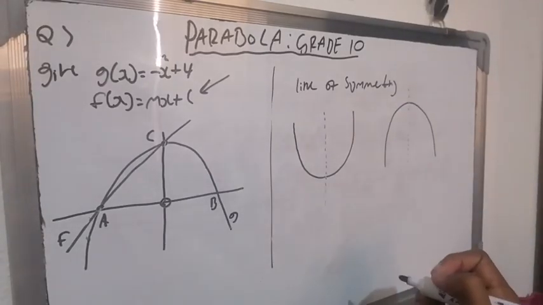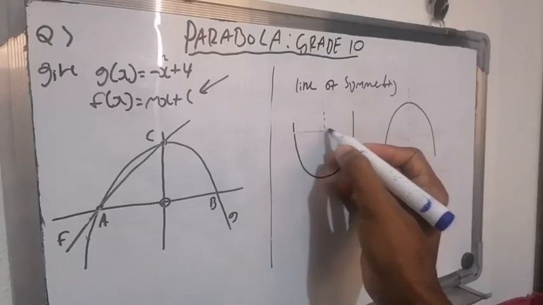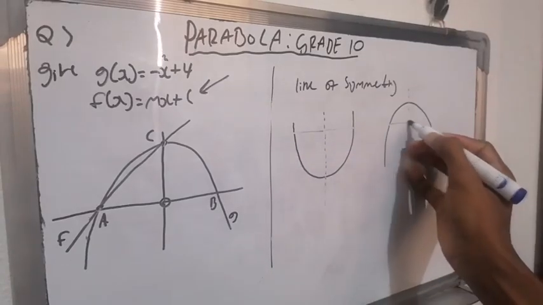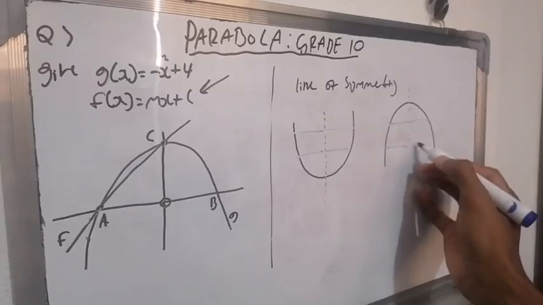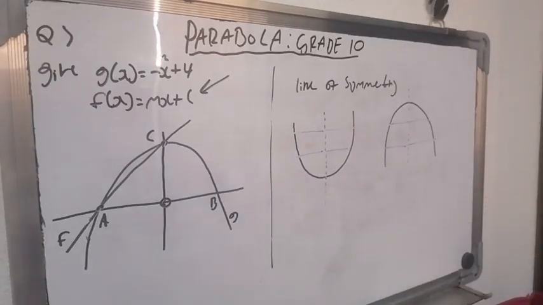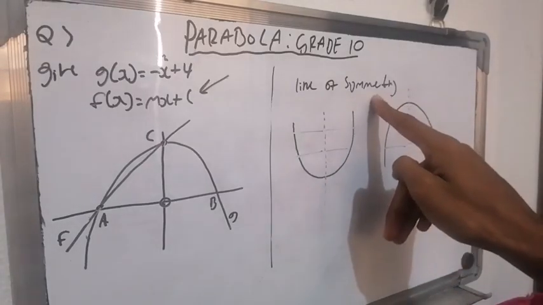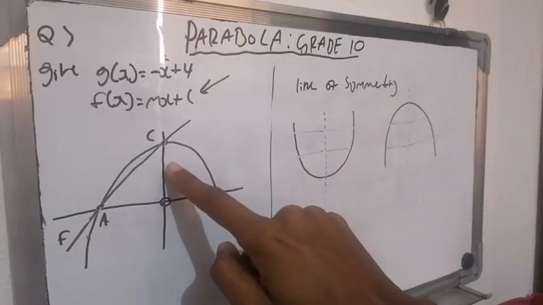So that means this distance is equal to that distance, and this distance is equal to that distance, because we have cut it in half. So the distances should be equal. In grade 10, it's very simple and easy to talk about the line of symmetry because your turning point is always on that line.